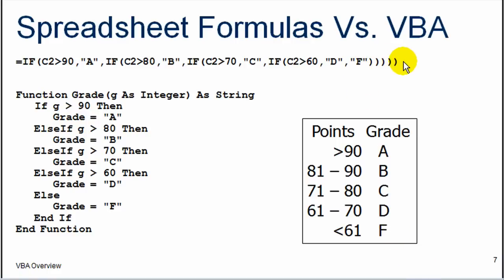Option 1. At the top, we have the spreadsheet formula. We can actually compute the letter grade using this formula. This is one way to do that. Another way to do that is by writing a VBA function. So here is my VBA function. The name of the function is grade. It takes one integer and it returns a string, a letter grade. And depending on what you pass to it, it will decide what the grade should be, whether A, B, C, D, or F. In the next slide, I will show you how to use each one of these approaches in Excel.